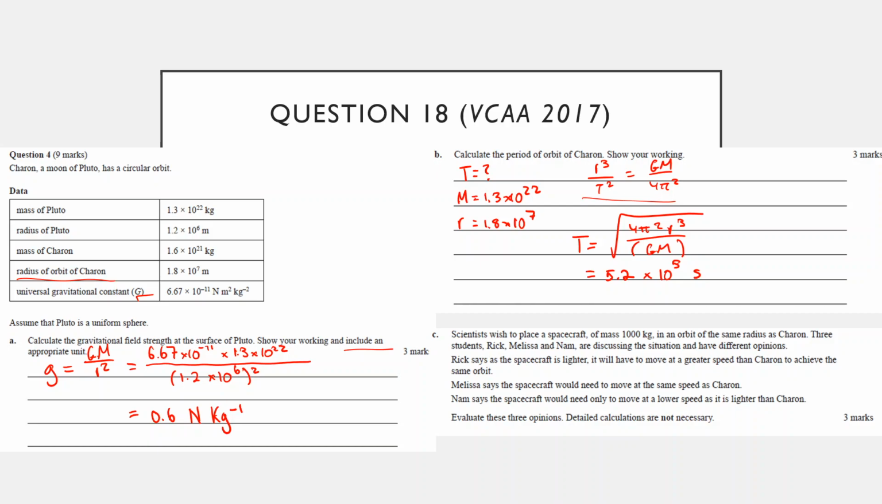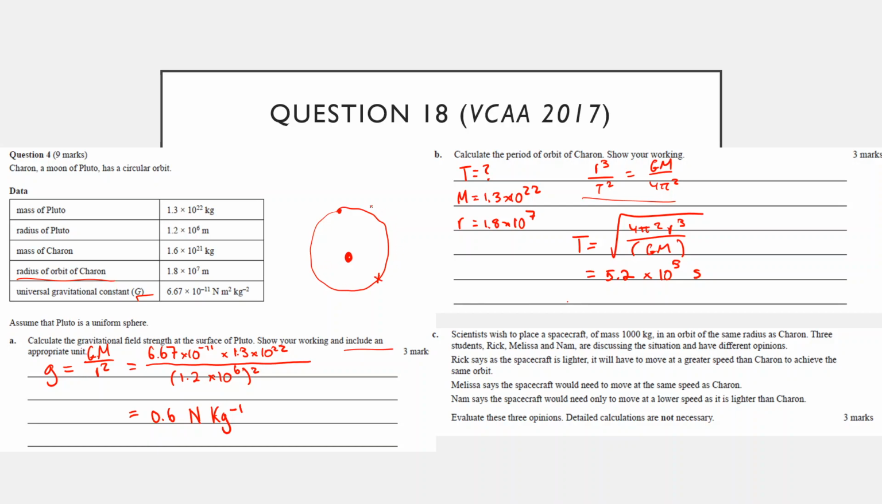All right. Part C. Now, this is the one where you've got to evaluate responses, which we talked about at the start of the video. Scientists wish to place a spacecraft of mass 1,000 kilograms in an orbit of the same radius as Charon. So what that's going to look like: here's Pluto in the middle, here's Charon, slightly smaller, going around in a circular path roughly. They want to put a satellite at the same distance. So they're orbiting in this same circle.